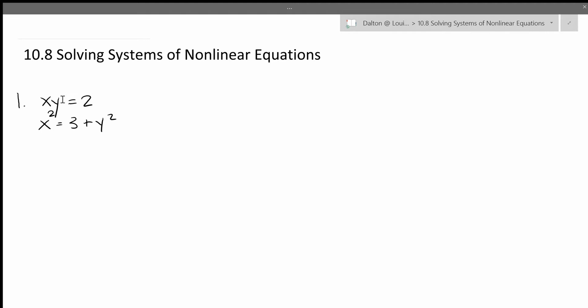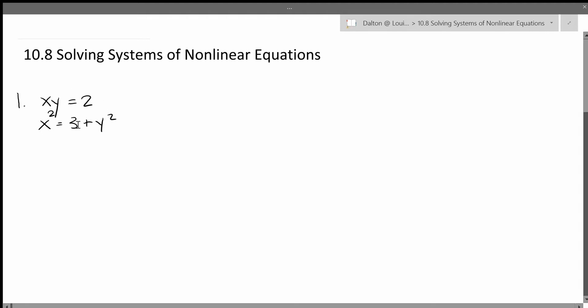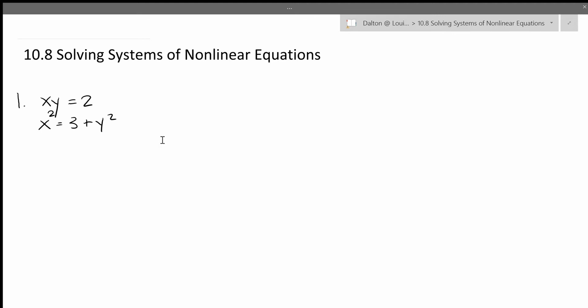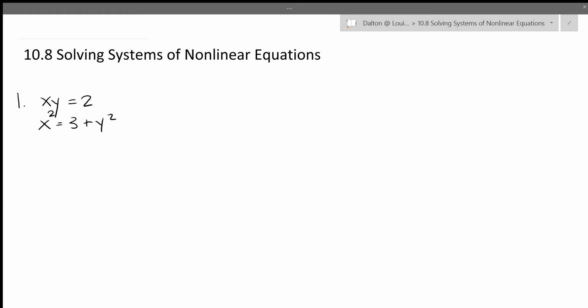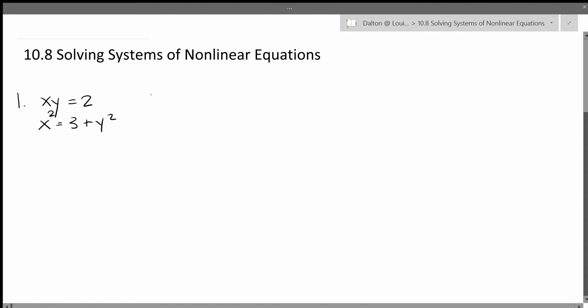Anyway, so we can't eliminate this because we don't have any matching terms. In order for you to eliminate something, all your stuff has to be matching. So we're going to go ahead and try substitution instead. I'm going to rewrite my first equation. When you substitute, you just want to solve one of your equations for one of the variables. So I'm going to solve mine for y.